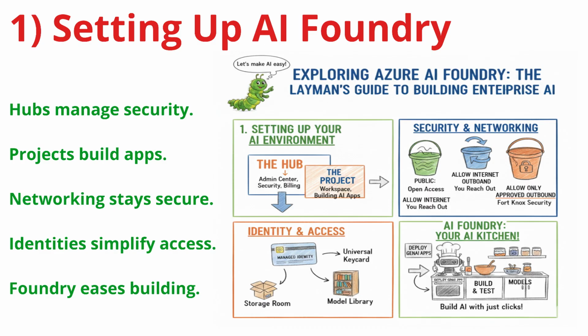Managing all this is easy, thanks to managed identities. Think of it as a universal keycard. It recognizes who you are across the entire system, so you can access your storage and model libraries without needing 1,000 different passwords. Finally, we enter the AI kitchen. This is where you grab your ingredients, the AI models, and start cooking up applications with just a few clicks. It's AI made easy, secure, and ready for work.